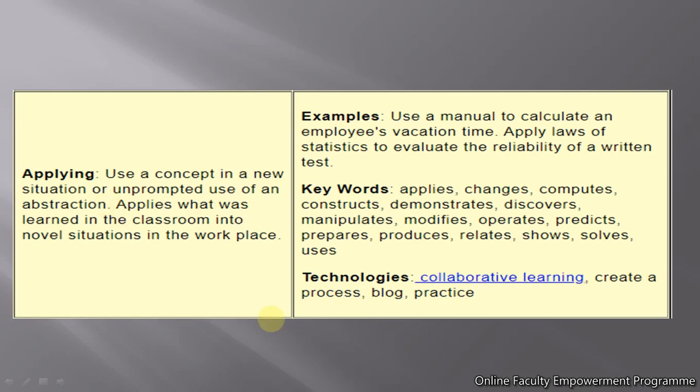Applying. You may encourage them to create a process, some higher level of collaborative learning than the previous one. You may tell them to practice the things. You may encourage them to prepare a blog with novel information. These all relate to the applying level.